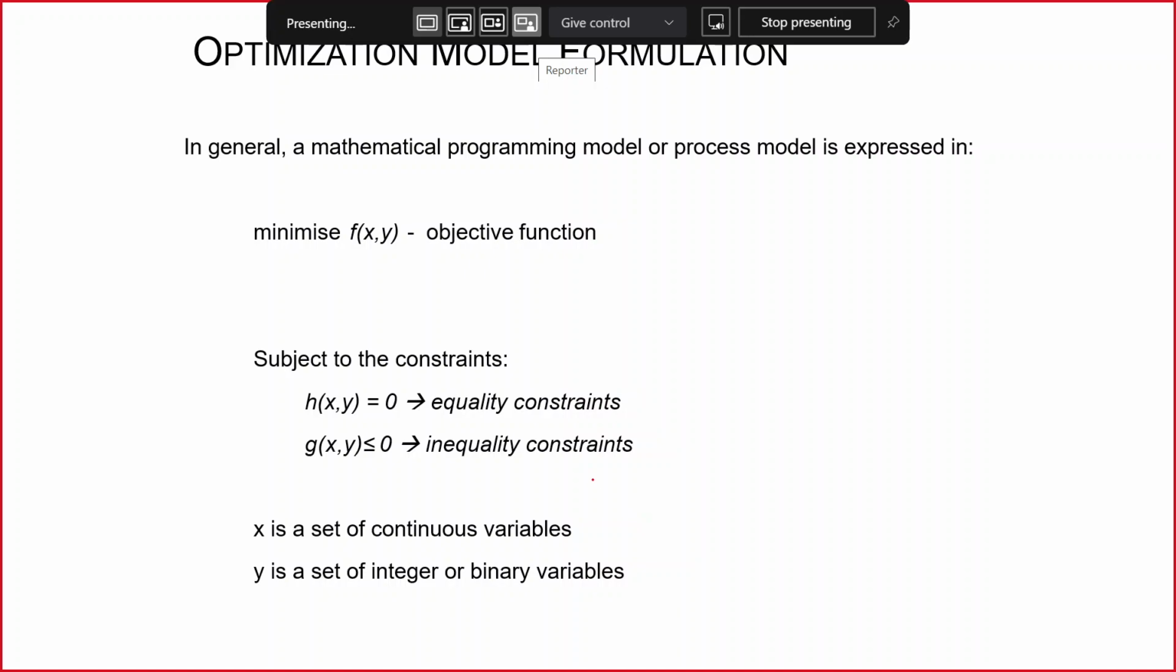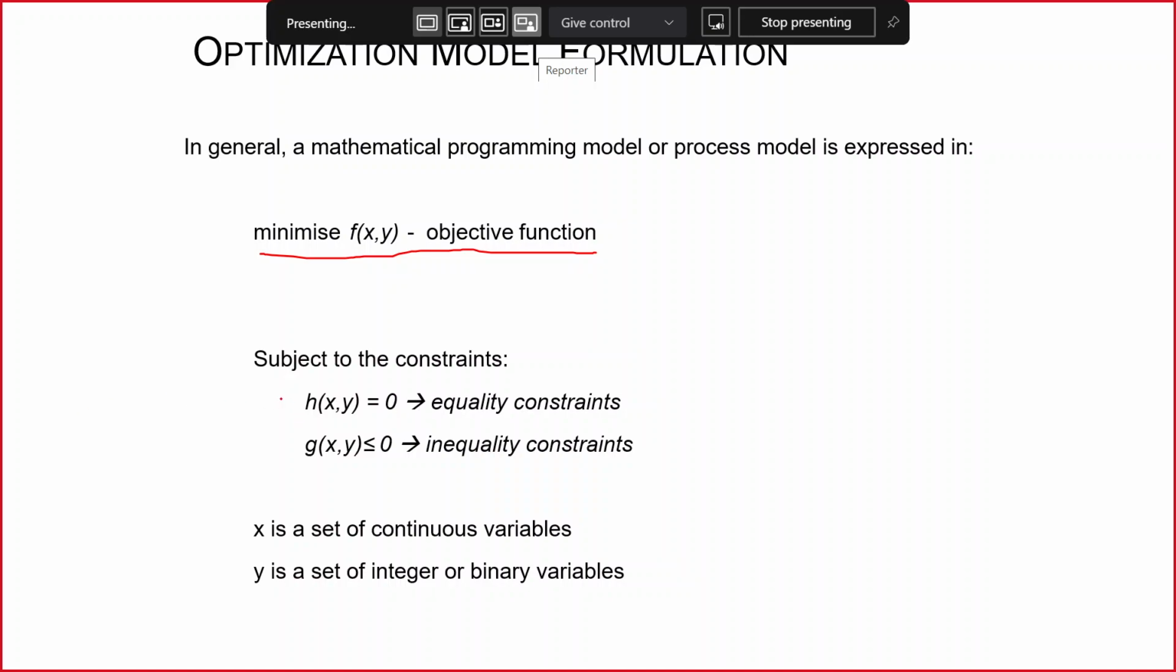I think I've mentioned this. In general, in a textbook, the generic mathematical programming for optimization starts with minimization. So in this case, we minimize an objective function. If we want to maximize profit, then behind the scenes it will minimize the minus of that objective function, minimize the minus of the profit, which makes it maximizing the profit.